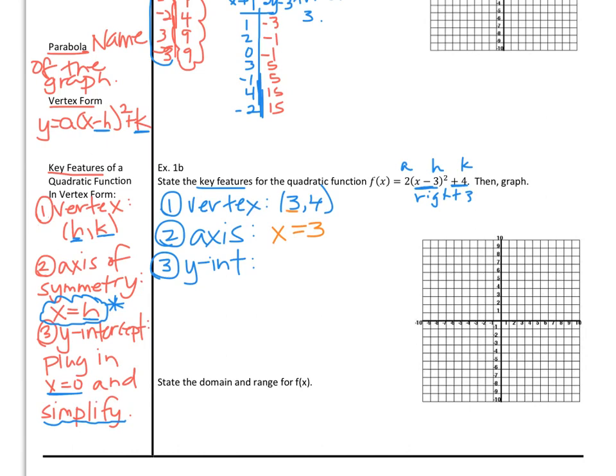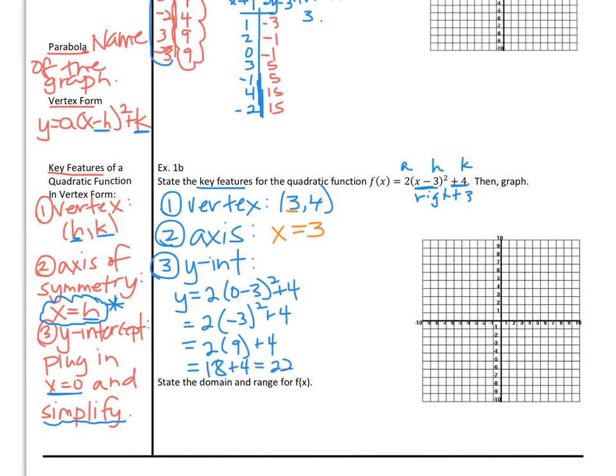If we plug in 0 for x, we would get y equals 2 times (0 minus 3) squared plus 4. And now we have to simplify. Order of operations would have us do the inside first. Negative 3 squared would be positive 9. 2 times 9 is 18, and 18 plus 4 is 22.